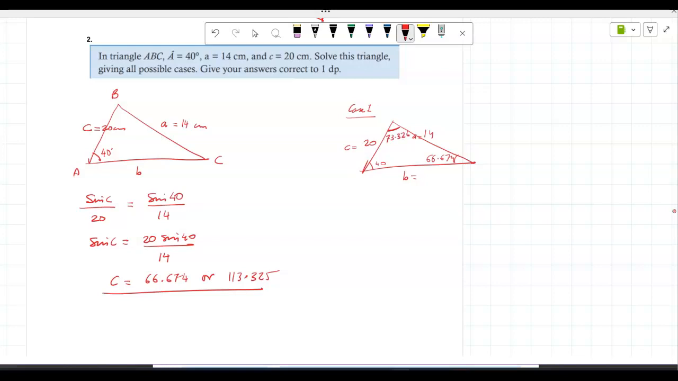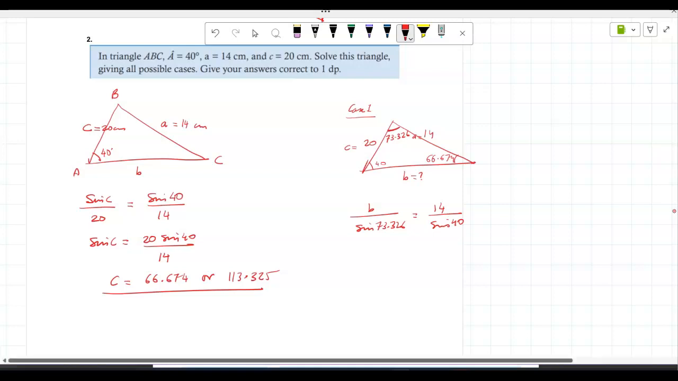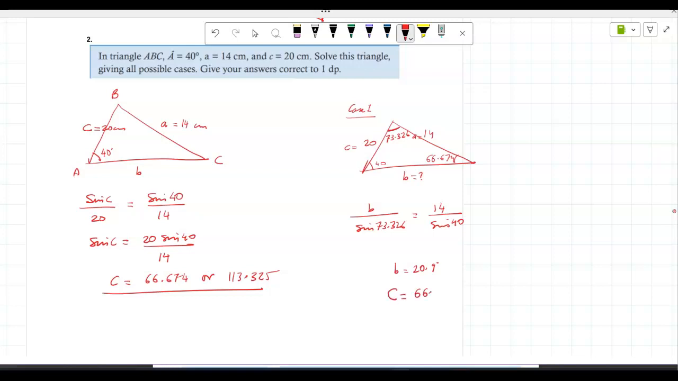So now what will you do? You have to find b. So b upon sine 73.326 is equal to 14 over sine 40. So you multiply. That's 14 into sine 73.326, divided by sine 40. 20.9. So now this answer you write as 20.9. So this is case 1, and angle C is equal to how much? 66.7 degrees.